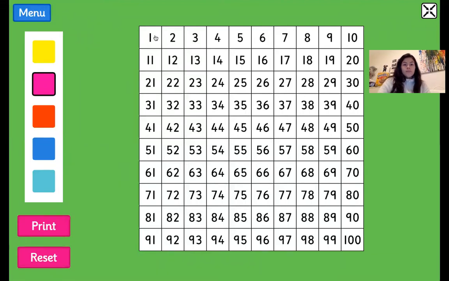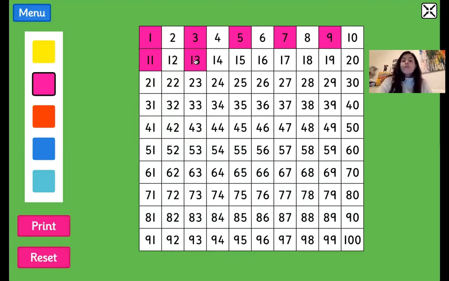So I'm starting at 1, then 1 jump, 2 jumps, 3, 5, 7, 9, 11, 13. Did you see how I did that? Every time I painted a new number, it was a 2 jump process instead of just 1.